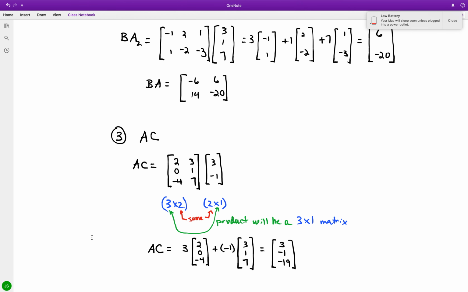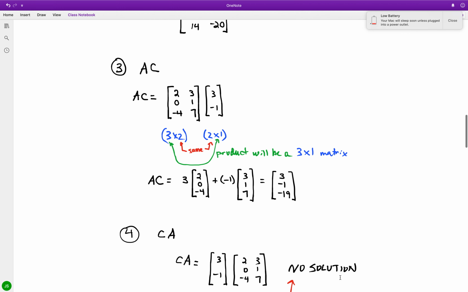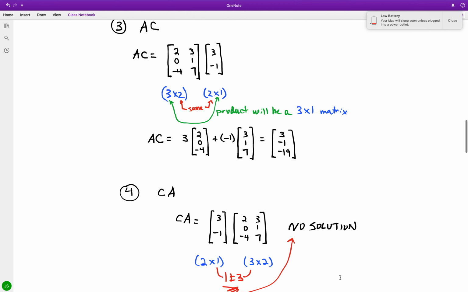All right, and looking at multiplying A times C. A is a 3 by 2 matrix, C is a 2 by 1. Again, the number of columns in A and the number of rows in C are the same. The outside numbers will define the dimensions of the resulting product, so this would be a 3 by 1. So with A times C, 3 and -1 are the weights. You have 3 over 2, 0, 4, and -1 over 3, 1, 7. So you have 6 plus -3 is 3, 0 plus -1 is -1, and -12 plus -7 will be -19. So the resulting output is 3, -1, and -19.